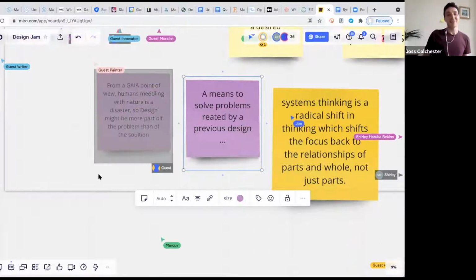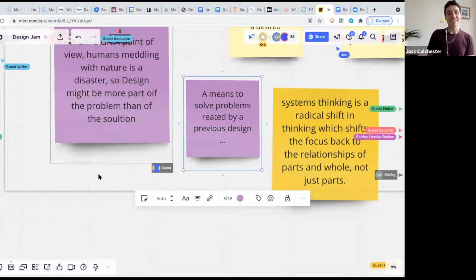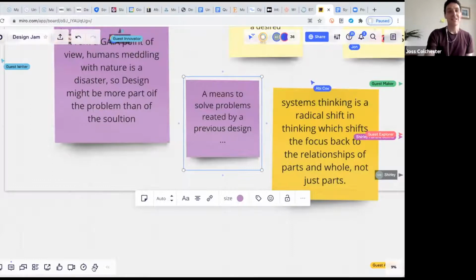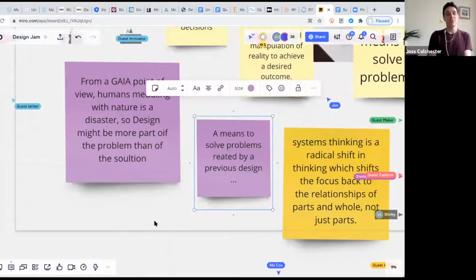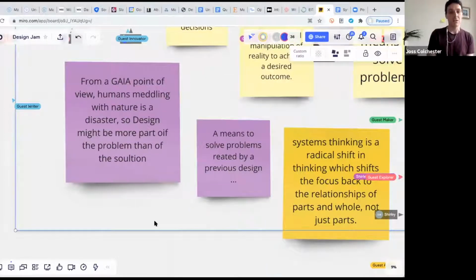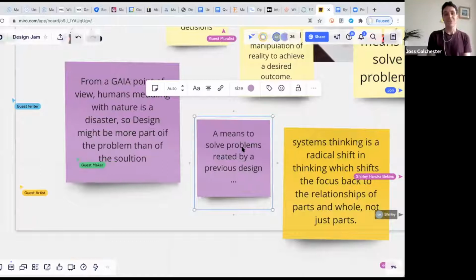Okay, things go around in circles here. So this one here, from a Gaia point of view, humans meddling with nature is a disaster. So design might be more part of the problem than of solution. Good question. Is it? It's like this one here. Is it creating problems for us, or is it actually creating solutions for us?